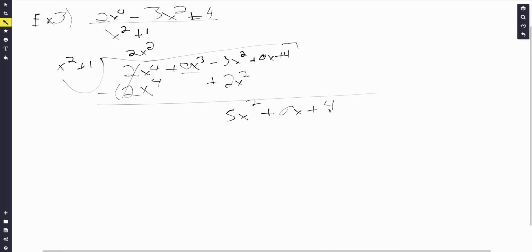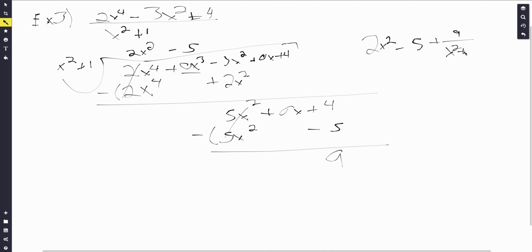And now we just have to do minus 5, because we have an x squared term right here. So 5 times this x squared plus 1 will give us that 5x squared. So minus 5x squared and then minus 5. And this would cancel out right here, and this would be 9. So we can't go any further than that. So our answer for this problem would be 2x squared minus 5 plus 9 divided by x squared plus 1. And that's our final answer.